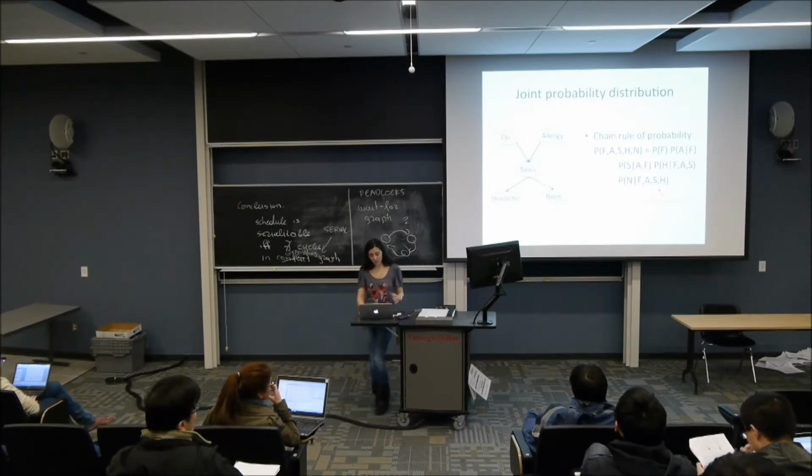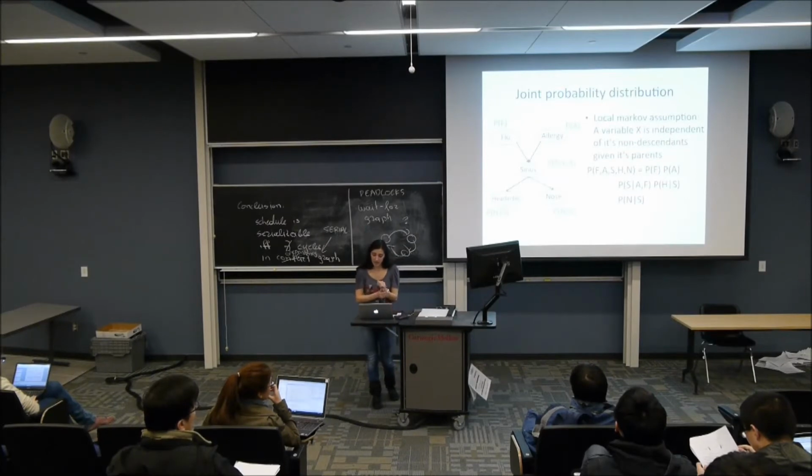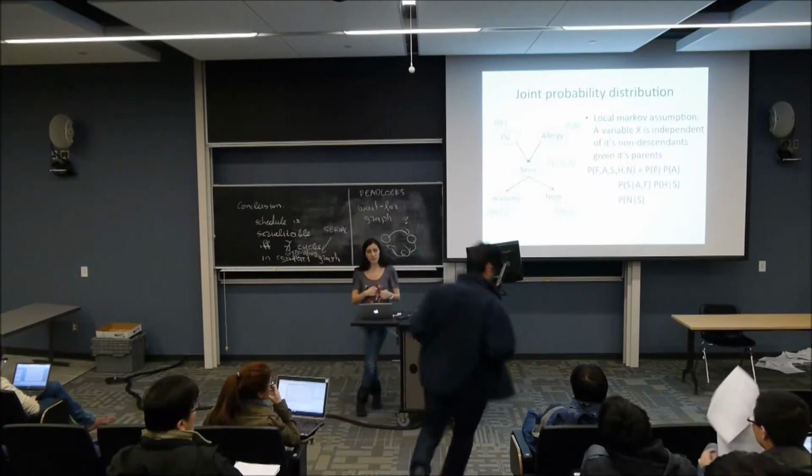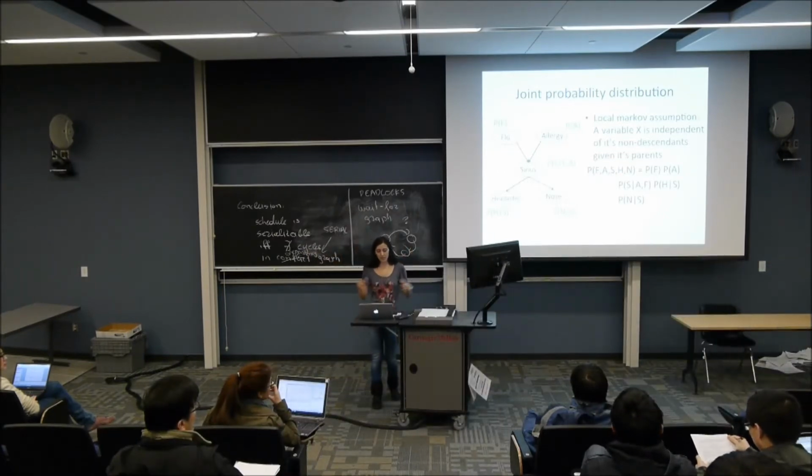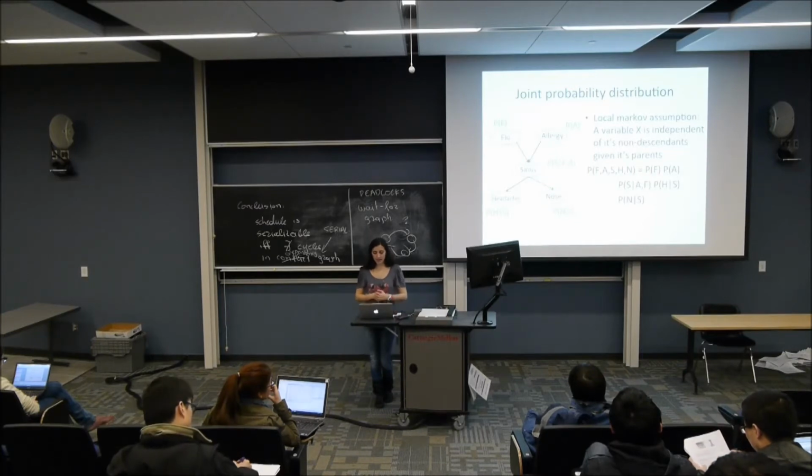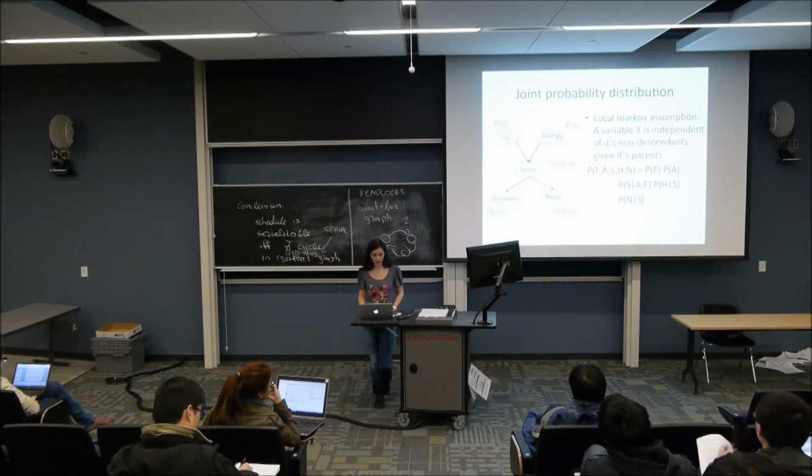The nice thing about this graphical model representation is that you're able to assert dependencies between those variables and reduce the size of the probability distributions that you have. The local Markov assumption is that a variable x is independent of its non-descendants given its parents. Headache is a non-descendant of nose, so nose is independent of headache given sinus, and it's independent of flu and allergy also, given that you have a sinus inflammation.